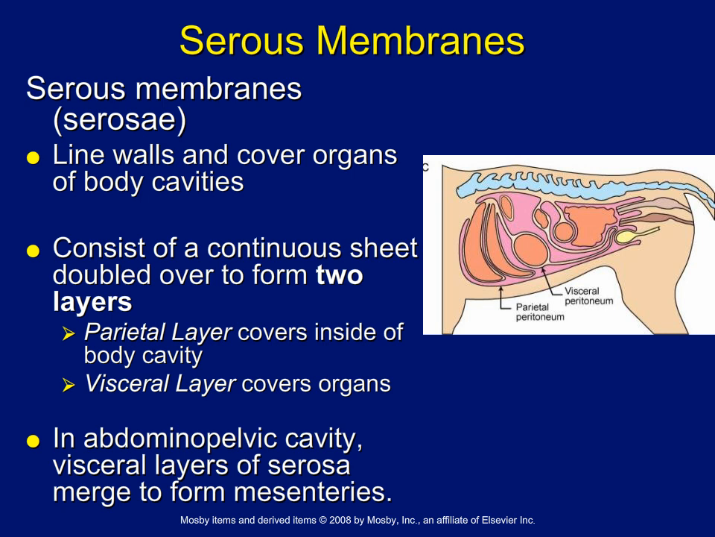And the outside layer is the parietal layer. The parietal layer is the layer that lines the inside of the abdominal cavity. Whereas the visceral layer is a layer that actually covers the organs themselves.